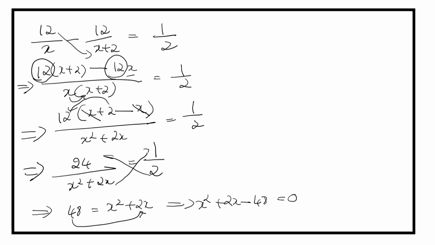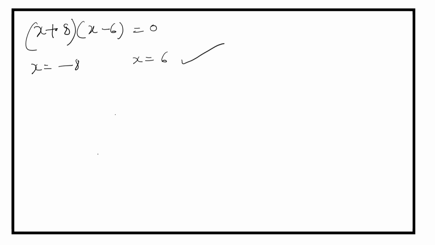Now write in the standard form: x square plus 2x minus 48, transpose to this side, is equal to 0. Now you have to find two numbers such that if you add these two, you should get 2 and multiply, you should get minus 48. 8 and 6. Here plus 8 and minus 6. So we write now x plus 8, x minus 6 is equal to 0. x is equal to minus 8, which is not a possibility. x is equal to 6. This is correct. We can have it.